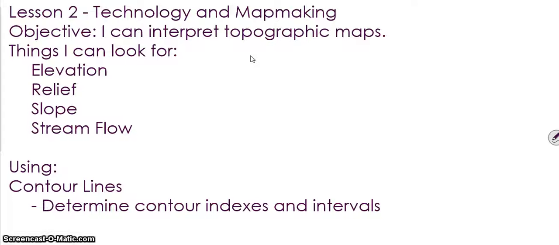Now, things that you are able to look for in one of these maps include the following: elevation, which is our height above sea level; the relief in an area, which is the difference between the highest and the lowest point; the slope, how steep or shallow the gradient is, or that change in elevation in a given area; and the direction that a stream might flow based on the information in the map.